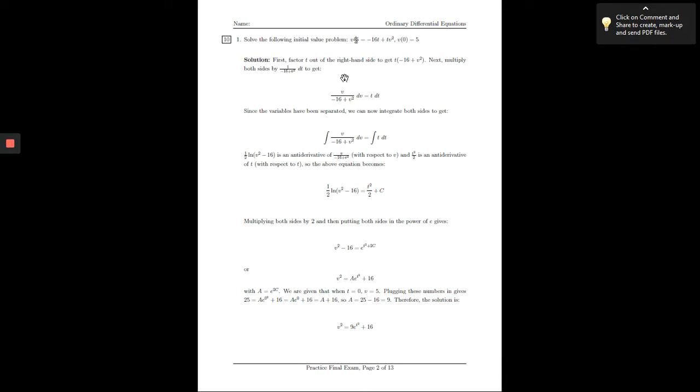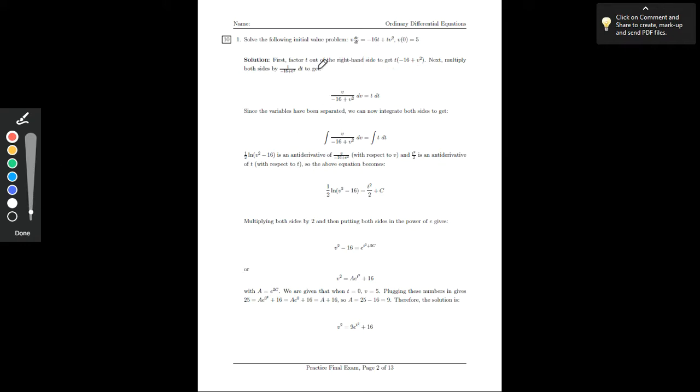The first problem is to solve the following initial value problem. dv/dt is negative 16t plus tv squared, where v of 0 is equal to 5. This is the initial condition. Notice both these terms, negative 16t and tv squared, have a factor t in them. When we factor out t, we get negative 16 plus v squared.